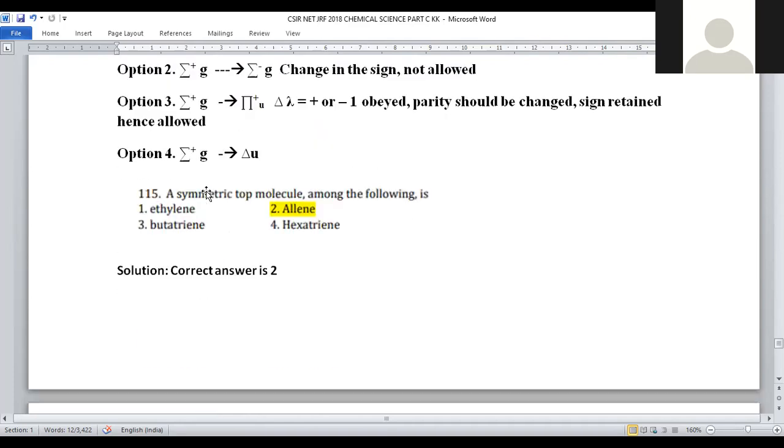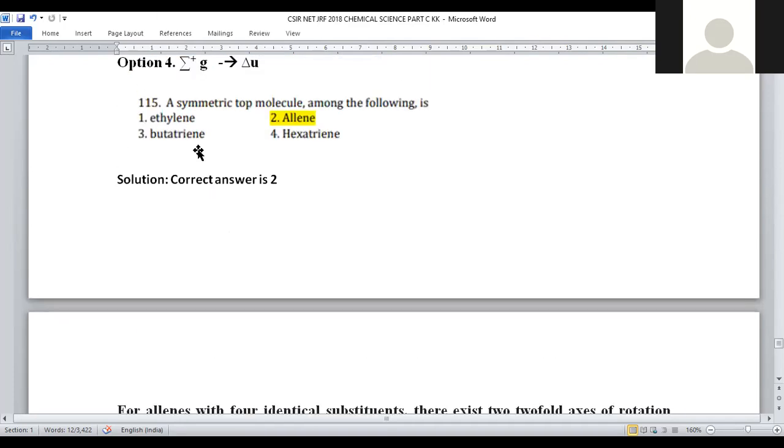So let us move on to question number 115. Symmetric top molecule among the following: ethylene, allene, butatriene, and hexatriene were given. Among the given 4 options, allene will be the right answer for symmetric top molecule.